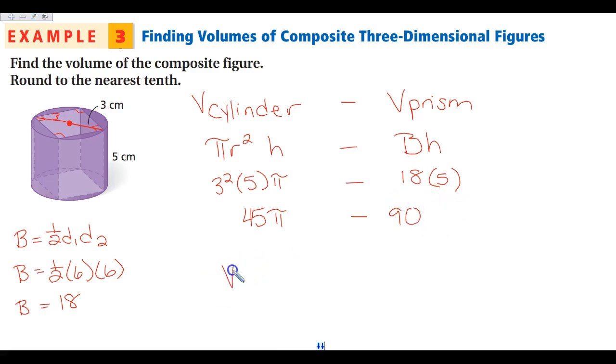Now, to get my total volume, I'm going to take in my calculator, I'm going to do 45 pi minus 90, and I'm going to get 51.4 centimeters cubed.